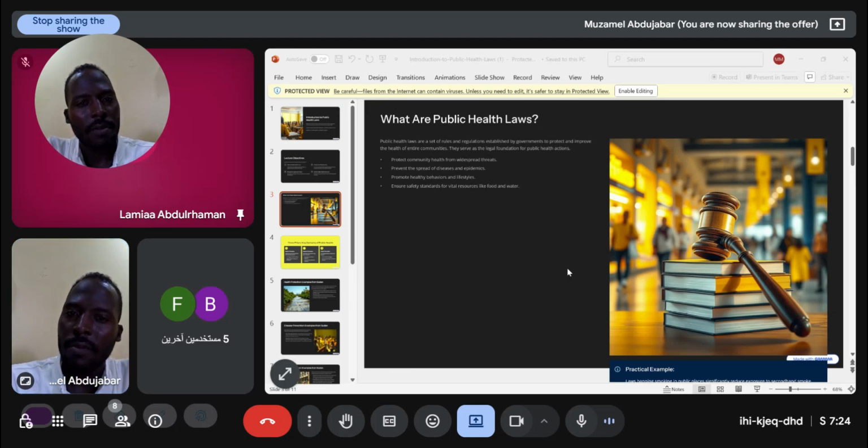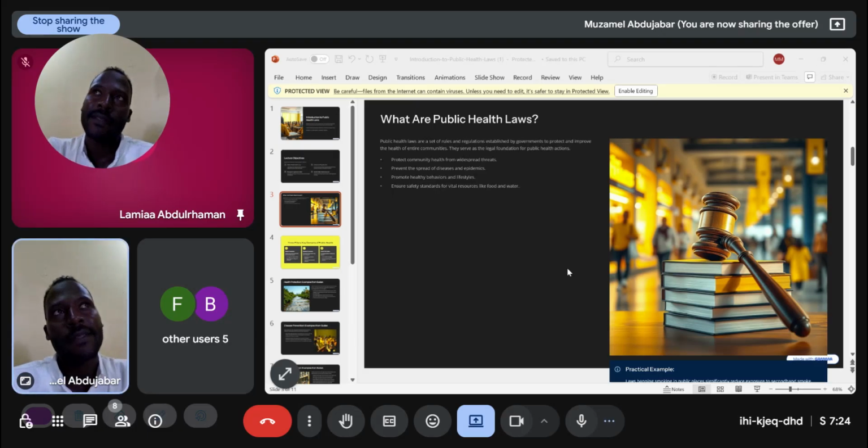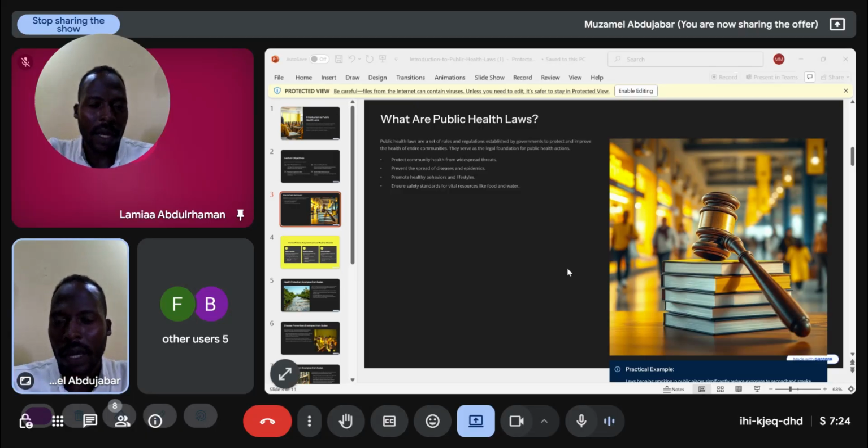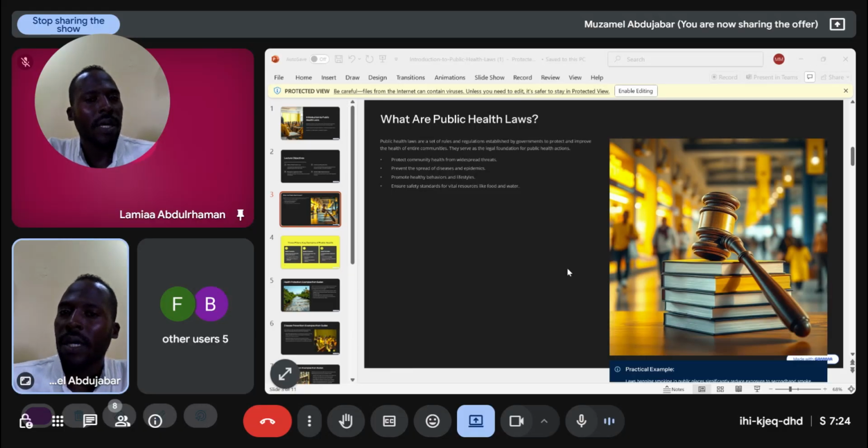Moreover, promoting healthy behavior and lifestyles, like alcohol handling, and also prohibiting cigarettes in public places. This can promote the behavior of our community. Another foundation of public health law is to ensure safety standards for vital resources like food and water.